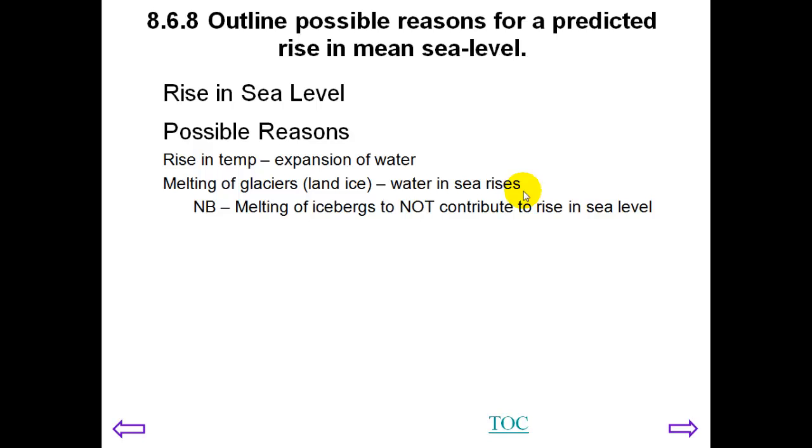Outline possible reasons for the predicted rise in sea level. So why do we have a rise in sea level? One is the rise in temperature. When the temperature of the water rises, it expands. Another is the melting of glaciers or land ice. The water will run into the sea, and therefore the sea level rises. Note that the melting of icebergs does not contribute to the rise in sea level.